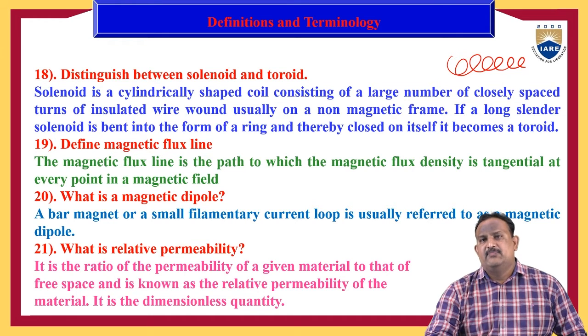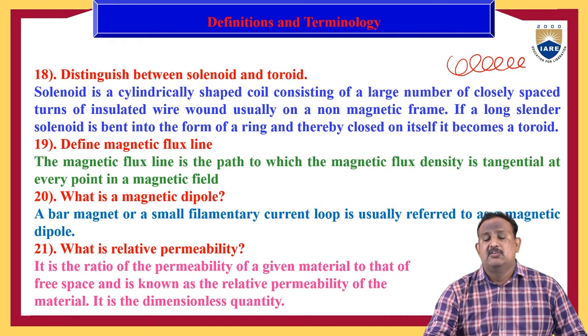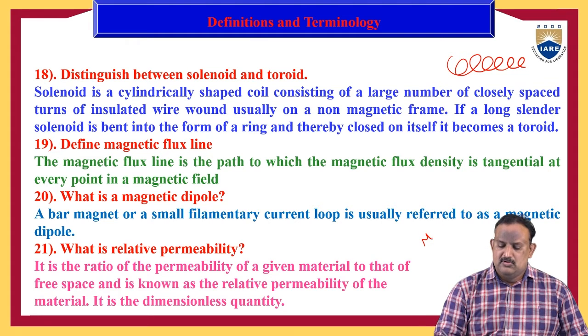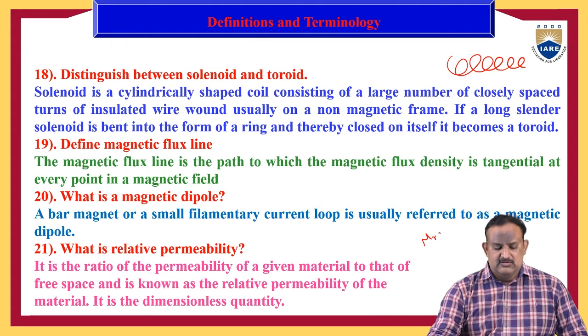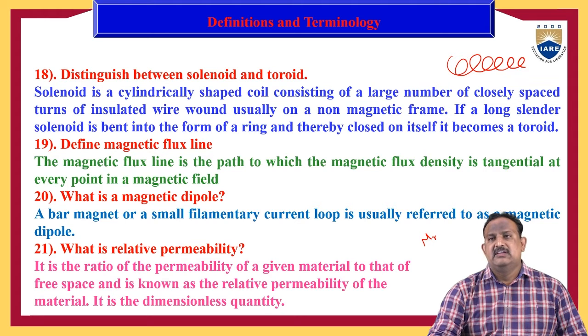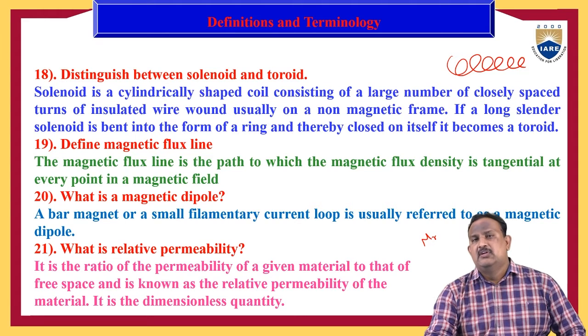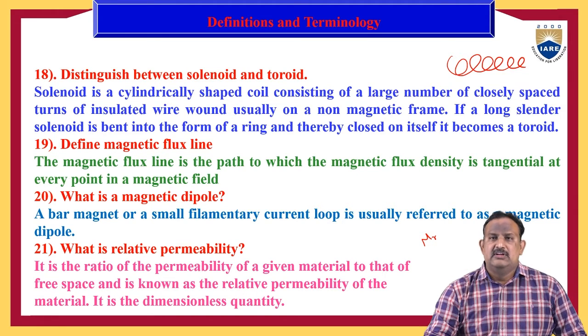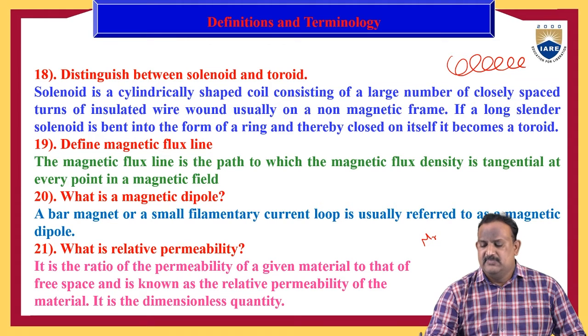What is relative permeability? Relative permeability is mu r. It is the ratio of the permeability of a given material to that of free space, and is known as the relative permeability of the material. It is a dimensionless quantity.